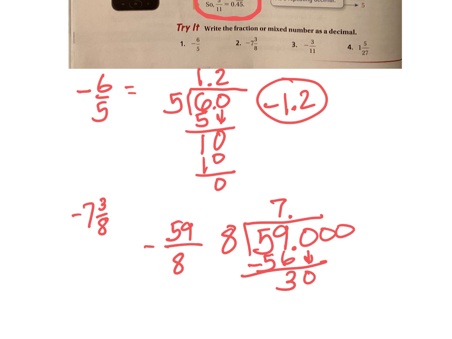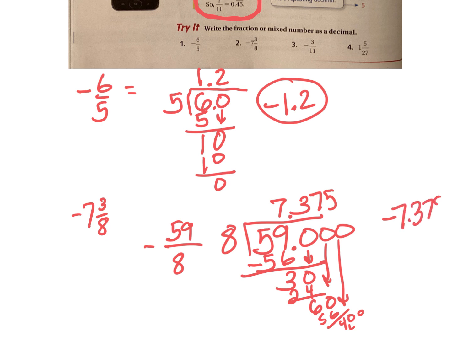Bring down my 0. How many times does 8 go into 30? 3. And that's 24. So I have a 6 left here. Then I bring down another 0. How many times does 8 go into 60? That would be 7 times. And 7 times 8 is 56. That gets me 4. I'm running out of space here. Bring down my next 0. How many times does 8 go into 40? 5 times, and that's 40. And thankfully, 40 minus 40 is 0. So I am done. It's -7.375.